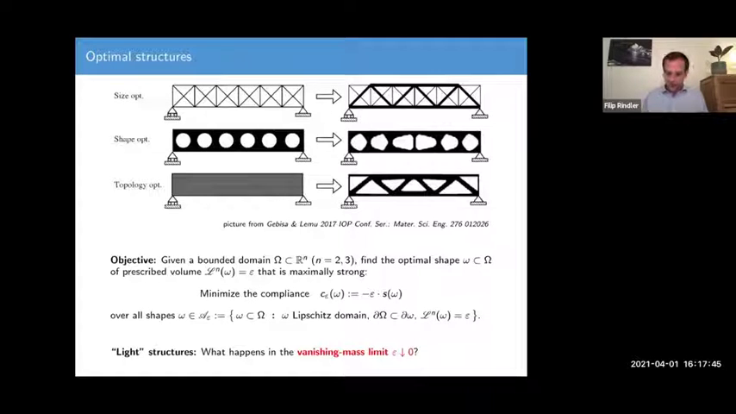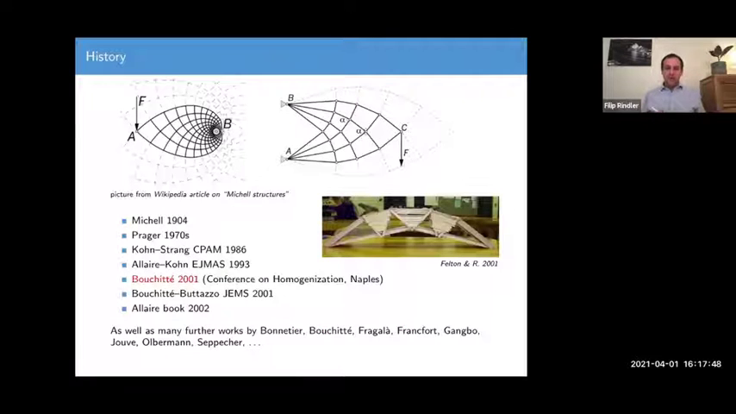as I want to explain in some more detail. But before I do this, let me give you a little bit of a history of the problem, because I think it's quite interesting. So this started really in 1904 with Michell, who looked at this just from an engineering point of view and tried to find structures like bent beams, if you want. This was all 2D, which somehow try to accommodate certain forces.